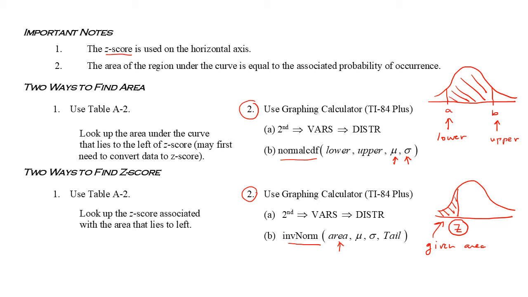It'll spit out what the z-score is for a particular area, in which case we're also going to include the mean and the standard deviation as the 2nd and the 3rd argument. For the 4th argument, you're going to input the tail. So this can take on several values. It could either be a right tail, a left tail, or center.